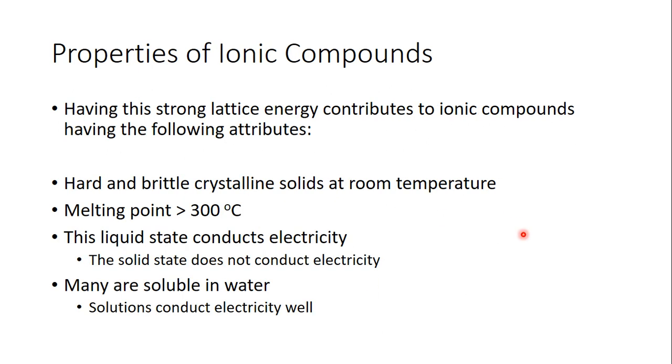And since ionic compounds have this strong lattice energy, this gives them some unique properties. One, they're hard and brittle crystalline solids. They are extremely hard to melt, with melting points of over 300. But this liquid state can conduct electricity because you have positive and negative ions that are able to move around. However, the solid state does not really conduct electricity since the ions are fixed.